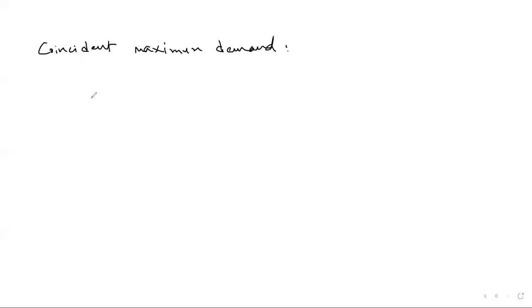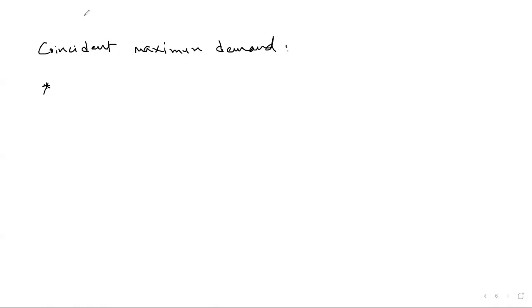So what does it mean by the coincident maximum demand? Note down in a simple sentence: any demand that occurs simultaneously with any other demand, that is what we can call a coincident demand. The sum of these coincident demands is called coincident maximum demand, right?